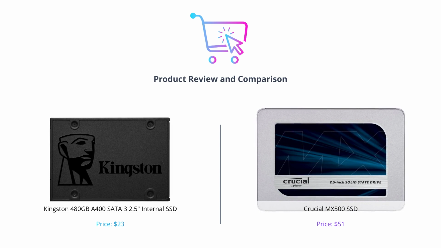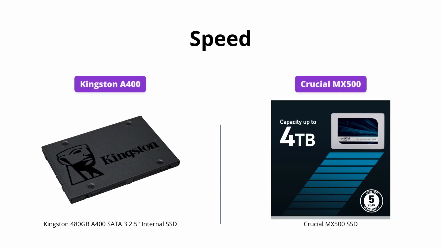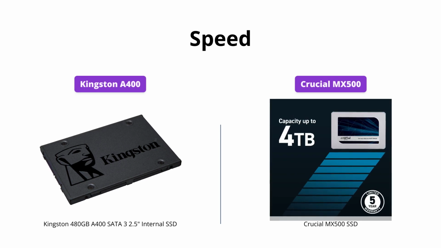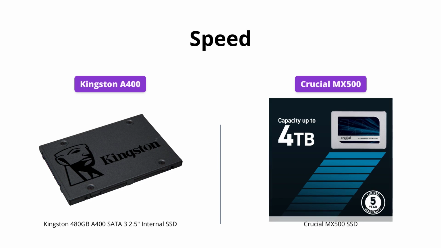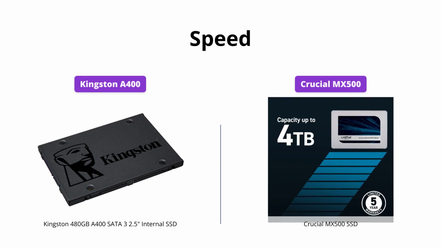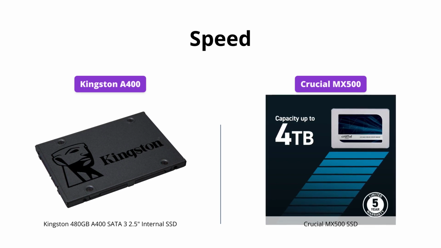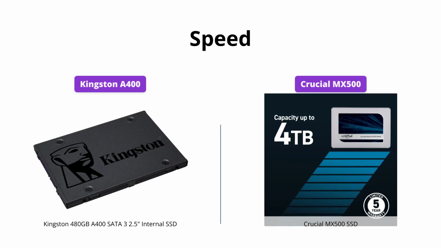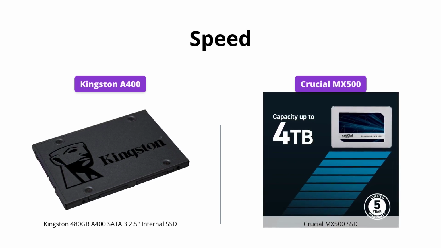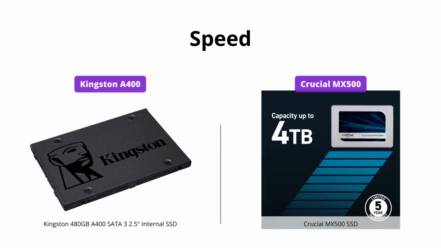When it comes to speed, both Kingston A400 and Crucial MX500 are impressive offerings. However, Crucial MX500 outshines Kingston A400 with sequential reads and writes up to 560/500 MB/s, whereas Kingston A400 has a speed of 480 to 500 MB/s read and 450 MB/s write.